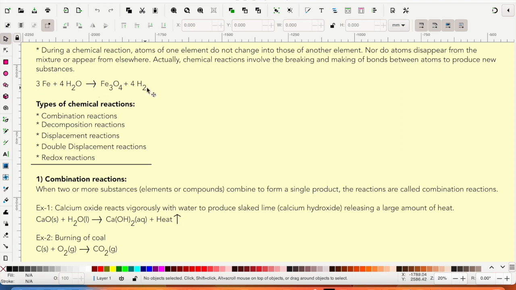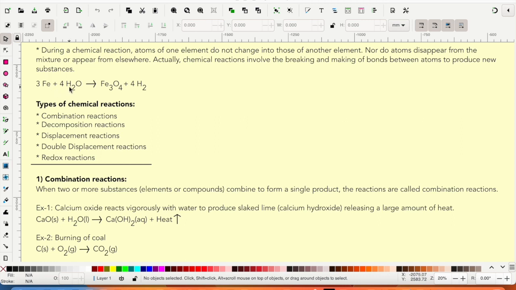In this chemical reaction, there are 4 substances, 2 reactants and 2 products. There are 3 elements, iron, hydrogen and oxygen, participating in this reaction. Now point number 1, atoms of iron will not change into atoms of hydrogen or oxygen. Similarly, atoms of hydrogen will not change into atoms of iron or oxygen, and atoms of oxygen will not change into atoms of iron or hydrogen.